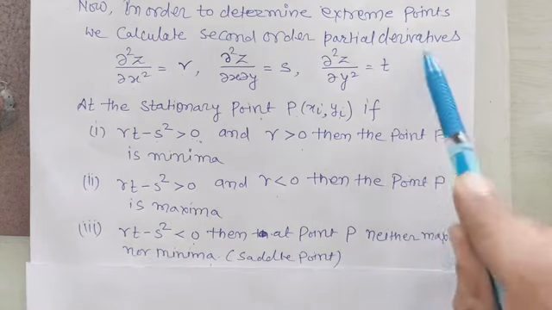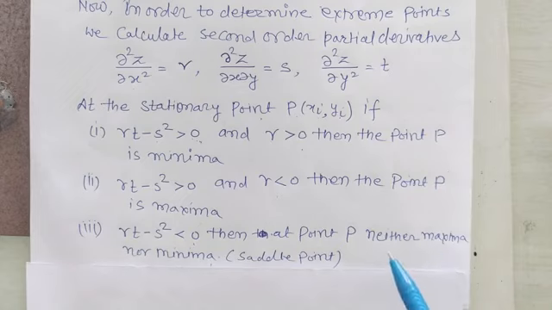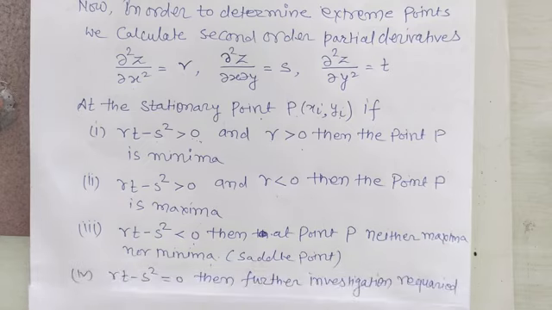The stationary point where neither maxima nor minima exist is called a saddle point. And also, if rt minus s square at point P is 0, then further investigation is required to determine the maxima and minima at point P.